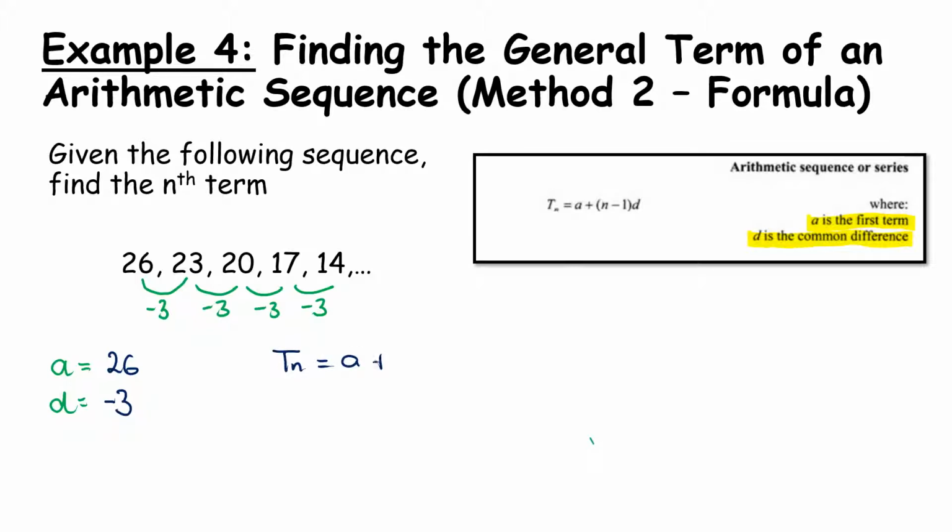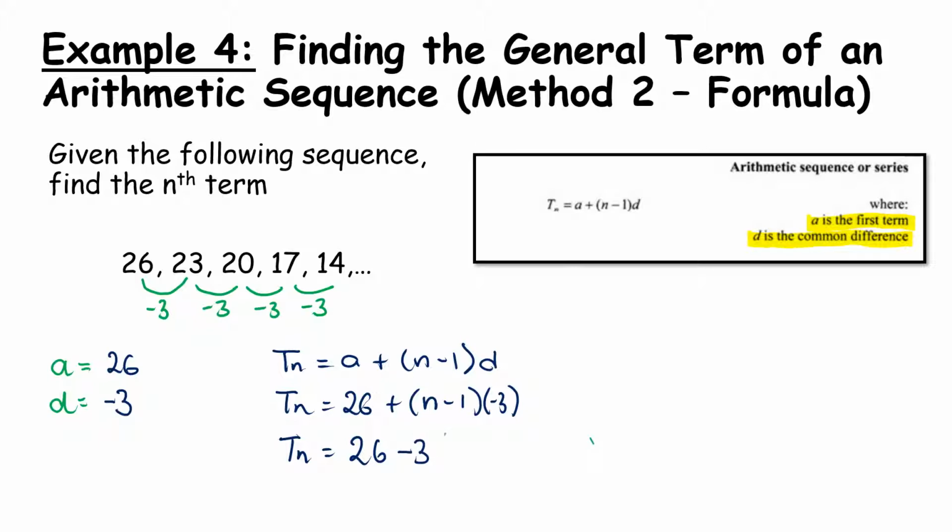I then write down my formula. Tn is a plus n minus 1 times d. So Tn is equal to 26 plus n minus 1. We're not subbing in for n. Remember, this is the general term, so we want n in our answer, times minus 3. If you find it easier, you can switch the order of those brackets, because multiplication order does not matter. So we can do minus 3 times n minus 1.